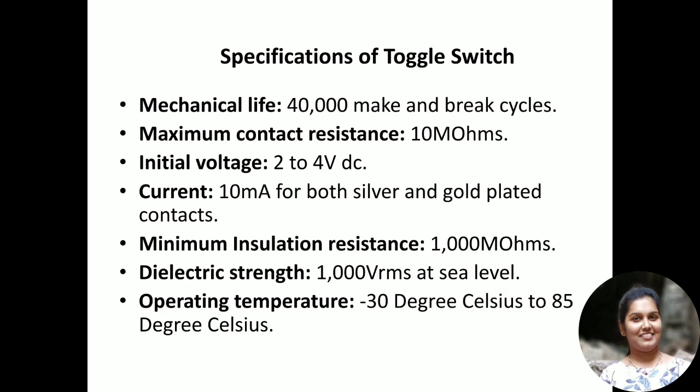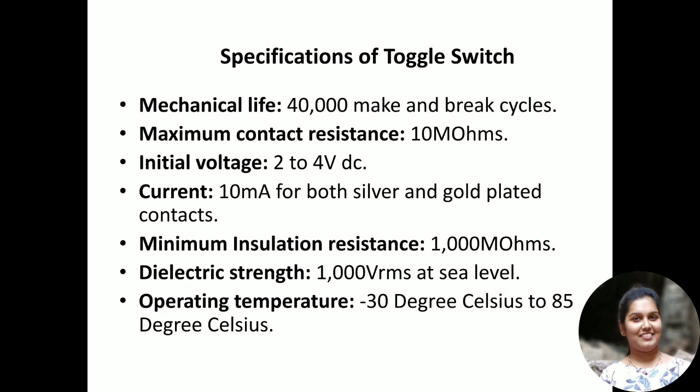Make and break means once a circuit is turned on and off. The two actions, the on action and the off action, comprise a cycle. So one cycle is nothing but one on and off switching action. So the mechanical life of a toggle switch is up to 40,000 make and break cycles.